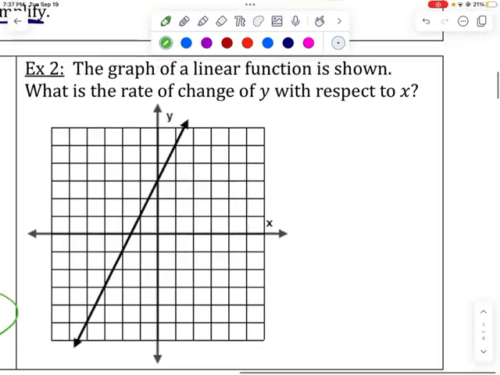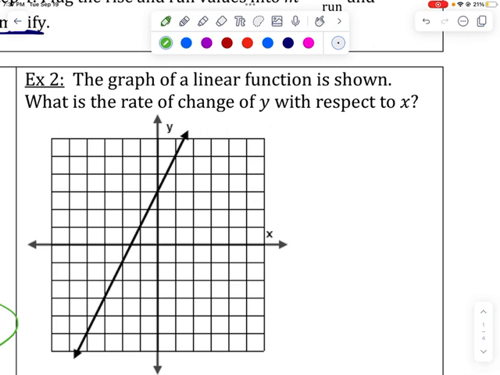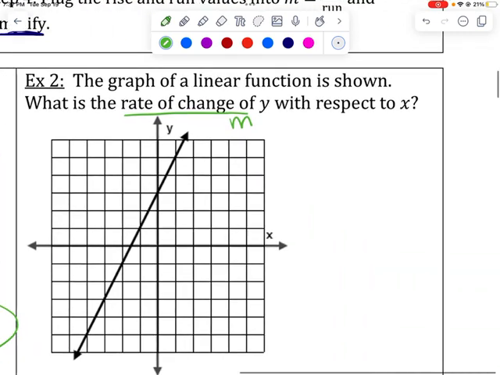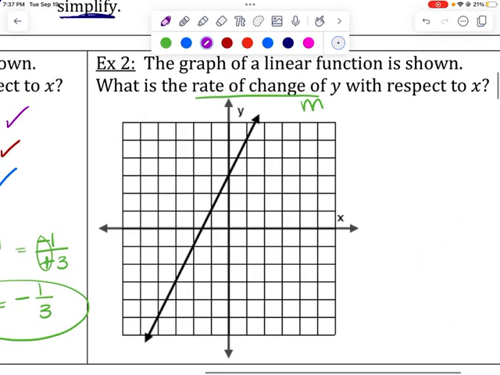Okay, let's look at the next one real quick. The graph of linear functions is shown. What is the rate of change of y with respect to x? So we're still looking for a rate of change, slope. Now we're going to practice putting my 2 points, 2 perfect points. Let's see. I see this one right here would work, I think. I could also use this one.